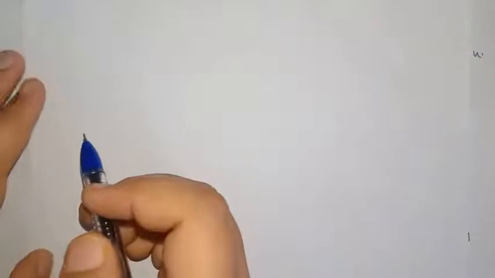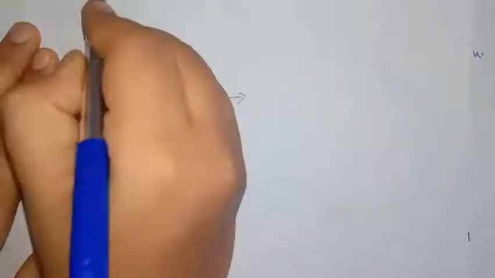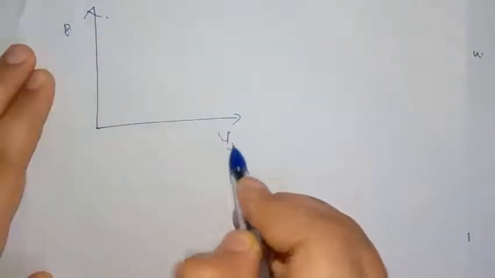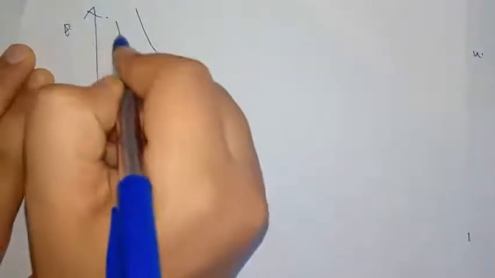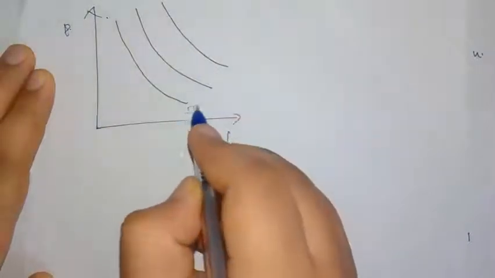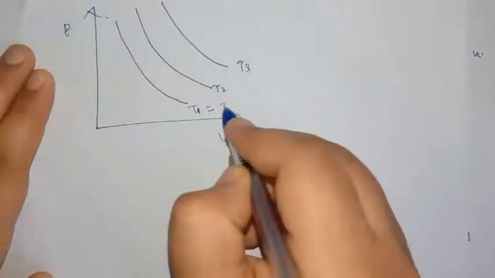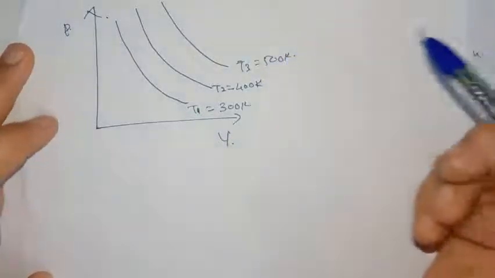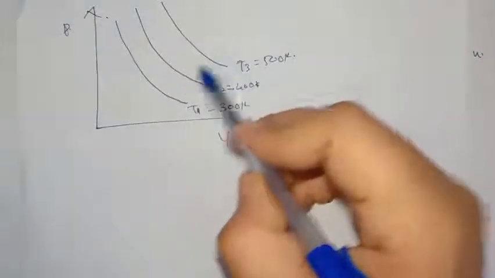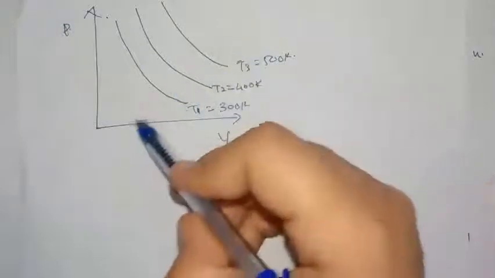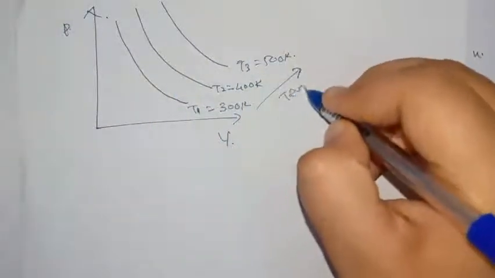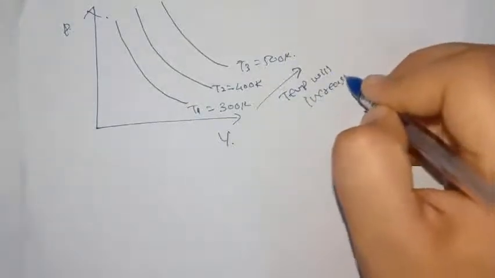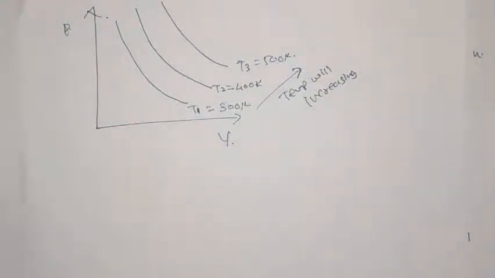Now let us compare the temperature on the same scale for various isothermal graphs. This is a PV diagram. We have drawn various curves for different isothermal processes. If this is temperature 1, temperature 2, temperature 3. If this is for 300 Kelvin, then T2 can be 400 Kelvin, T3 can be 500 Kelvin. So from this we can see that as we move up in the isothermal processes, or as we move up in the PV diagram, the temperature will increase. From this we can compare the various processes and the temperature at a given particular state.